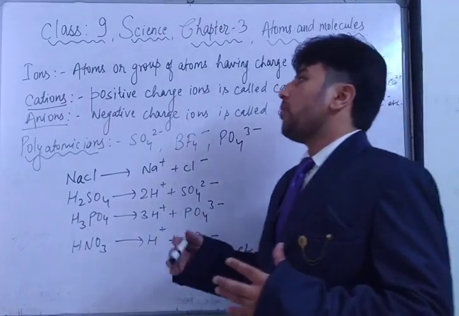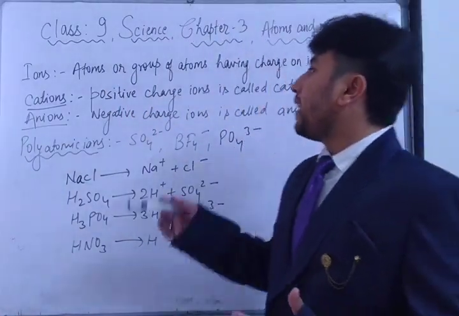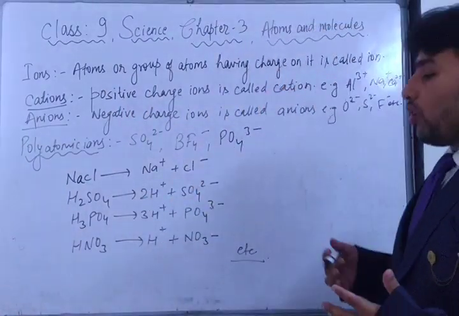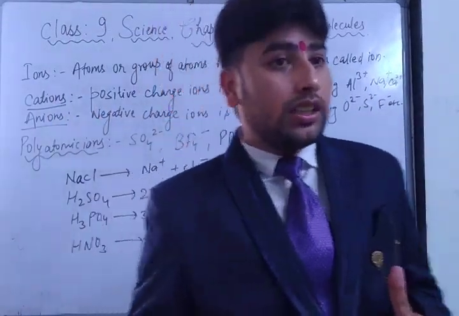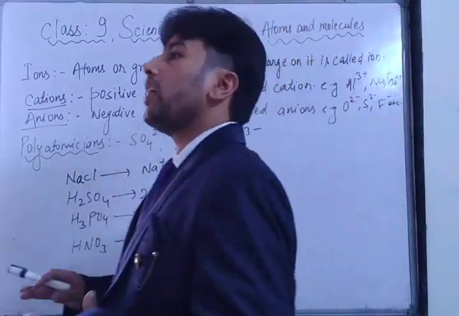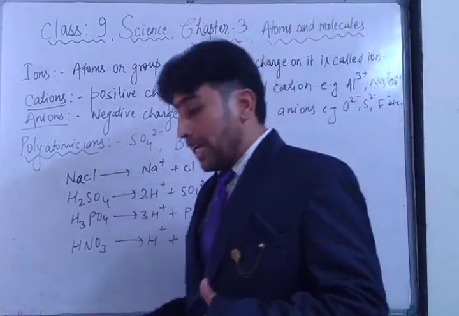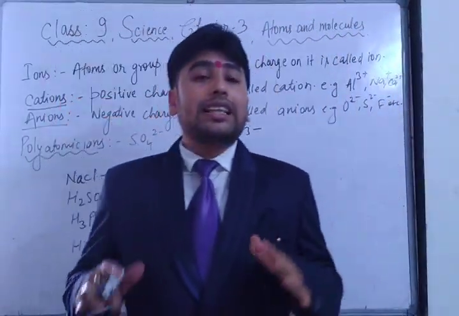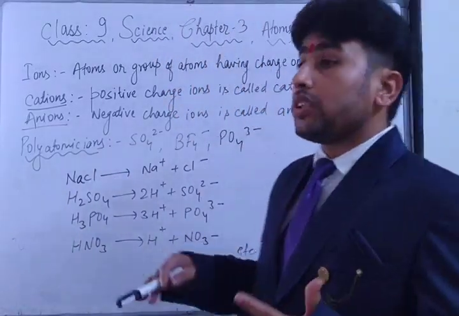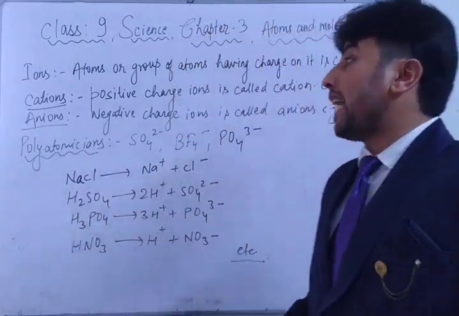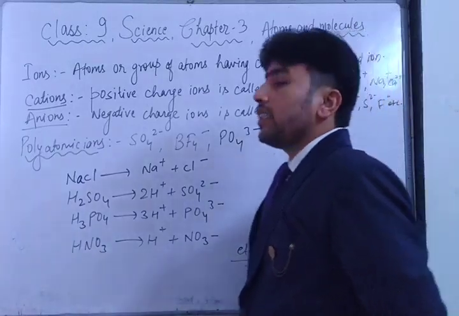Now let us discuss the ions. What is an ion? Atoms or groups of atoms having charge on them are called ions. First of all, you should know about charge. Each and every particle, atom, substance or matter has charge on it. In an atom ions can be there, or in a group of atoms also ions can be there. So here I have written: atoms or groups of atoms having charge on them are called ions.